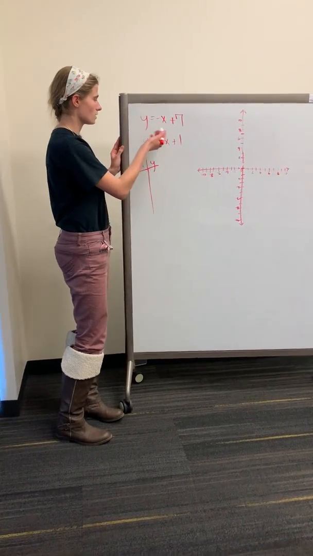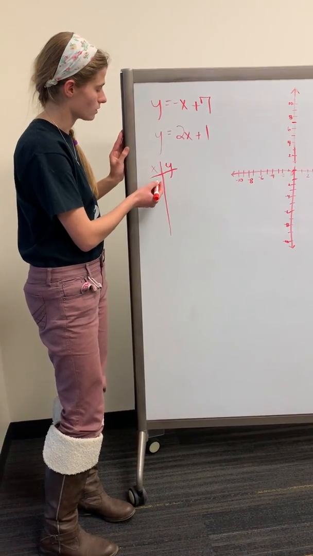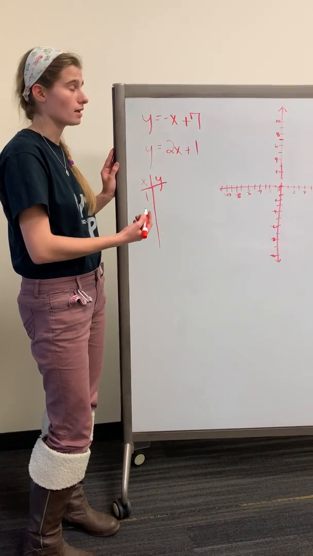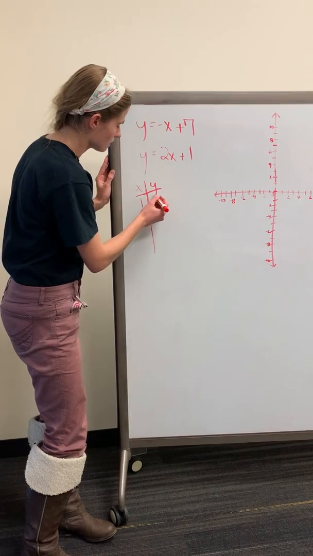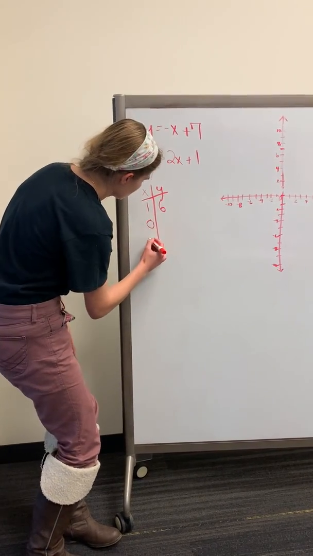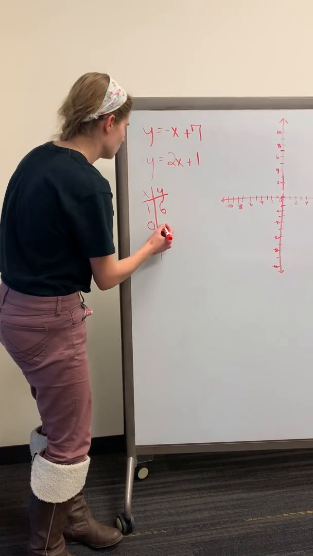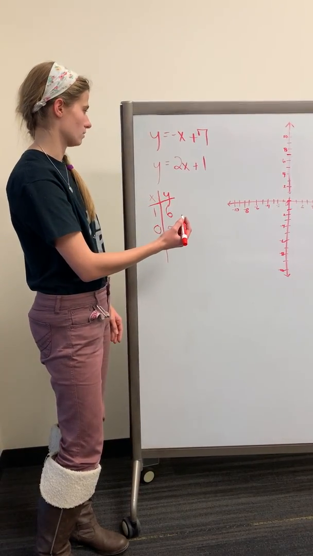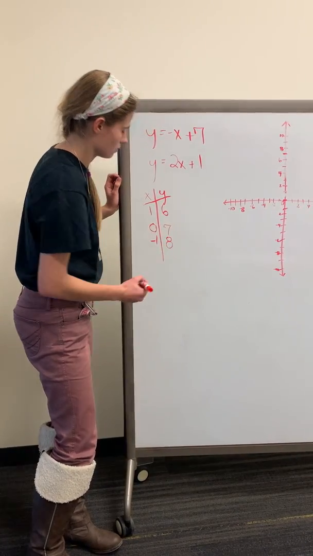So, for the first equation, y equals negative x plus 7, if we had the point x was 1, we'd have to plug in 1 for x and get our y, which would be negative 1 plus 7, which would be 6. We could do that for a couple more points. Negative 1: negative negative 1 plus 7 is 8.